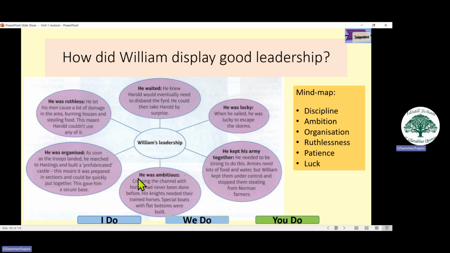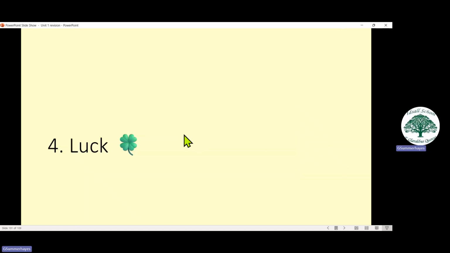William was ruthless. He'd been destroying towns to make sure that Harold got there really quickly. He was organised. He built a castle that was pre-made. He was patient because he knew that Harold would have to get rid of the thegns. He was lucky, but we'll get onto that in a second. He kept his army together, which was difficult when he had thousands of men. And he was ambitious and risked crossing the Channel with a load of horses on boats, which was not done in those days. And then finally, luck.